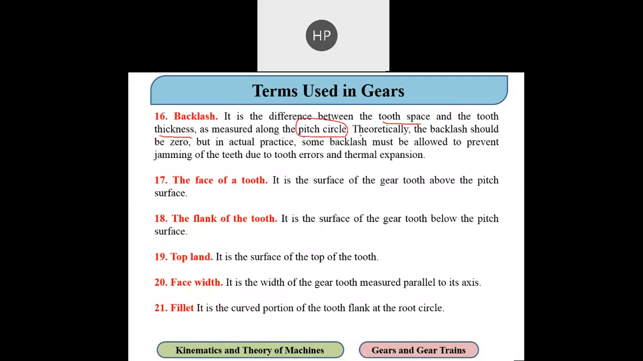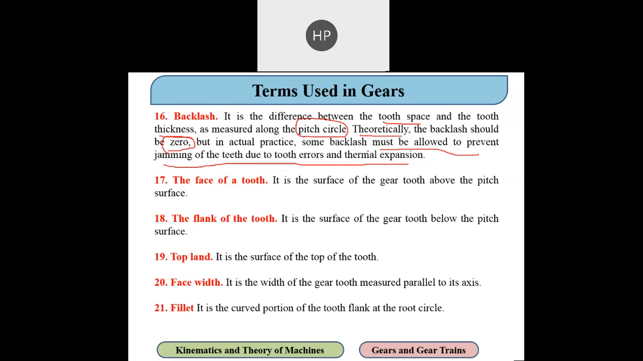Now there is a consideration. Theoretically, the backlash should be 0. Theoretically, the tooth will fit exactly between the gap between the two teeth, like this. But in practice, some backlash must be allowed to prevent jamming of the teeth due to tooth error and thermal expansion. In actual practice, there will be a gap like this.